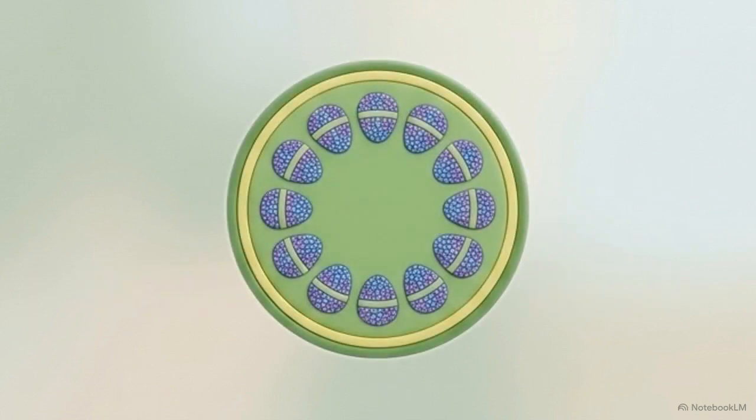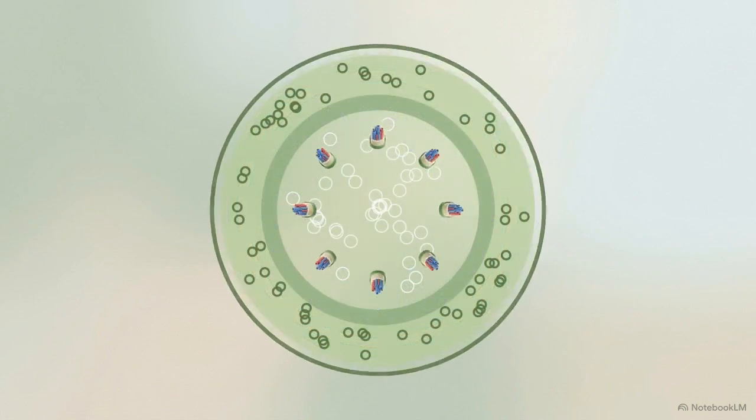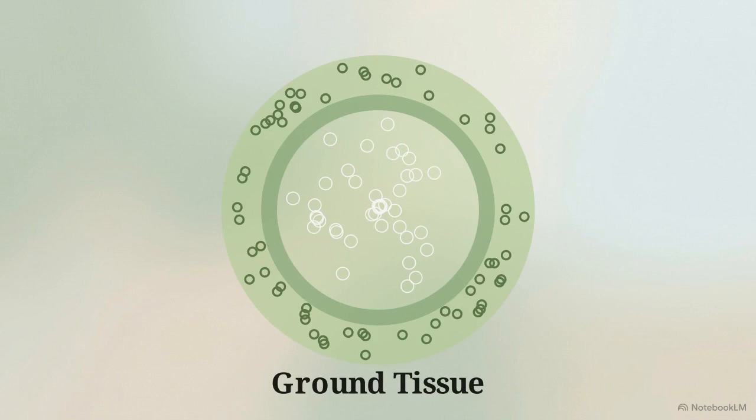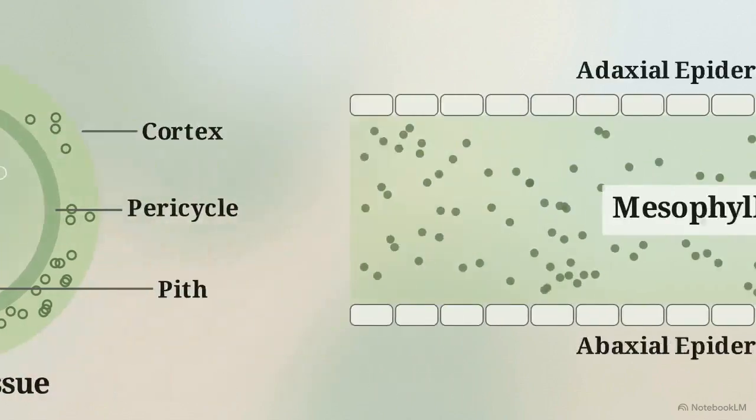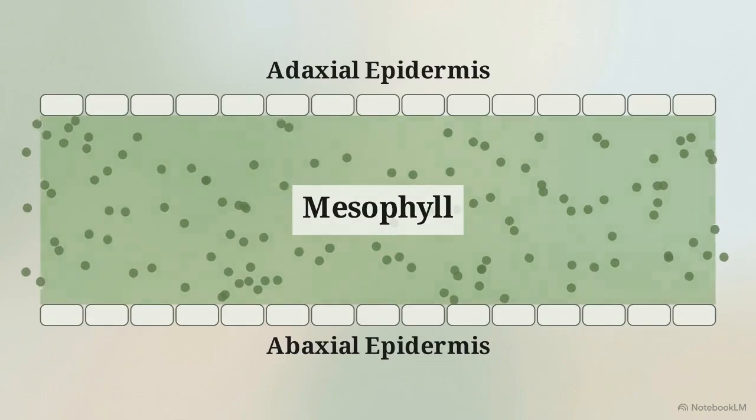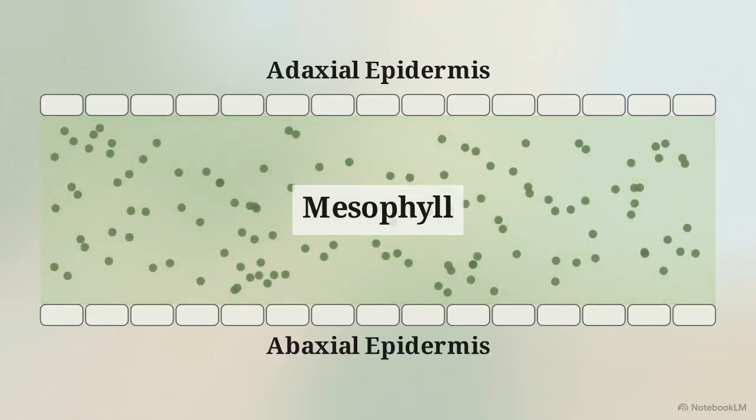Moving inward, we hit the ground tissue. This makes up the bulk of the plant body. Depending on the organ, ground tissue fills the spaces forming the cortex, pericycle, pith, and in leaves, the photosynthetic mesophyll.